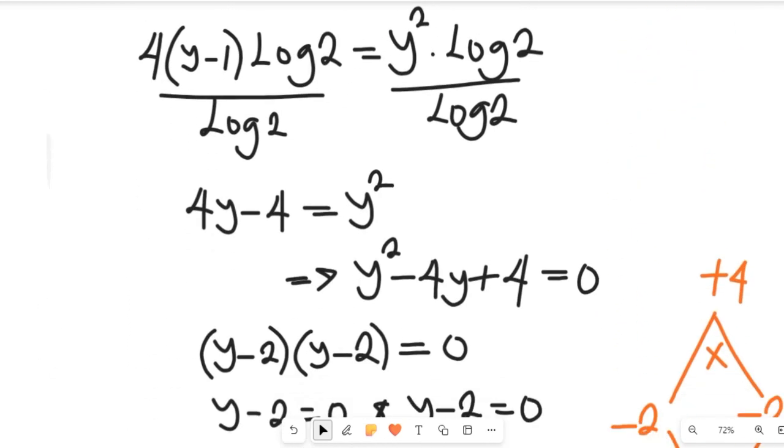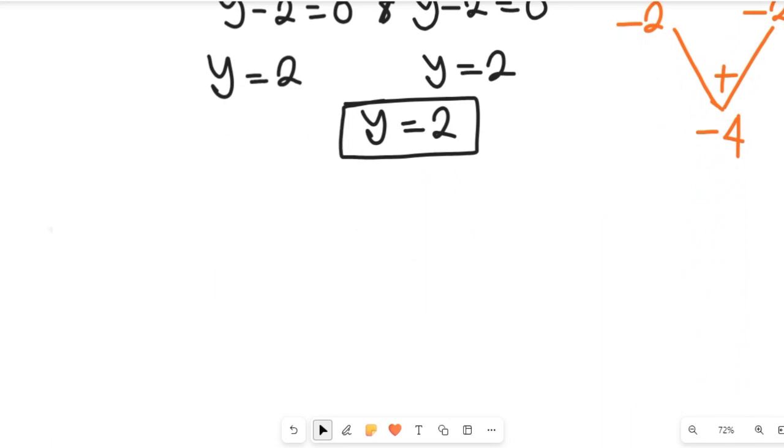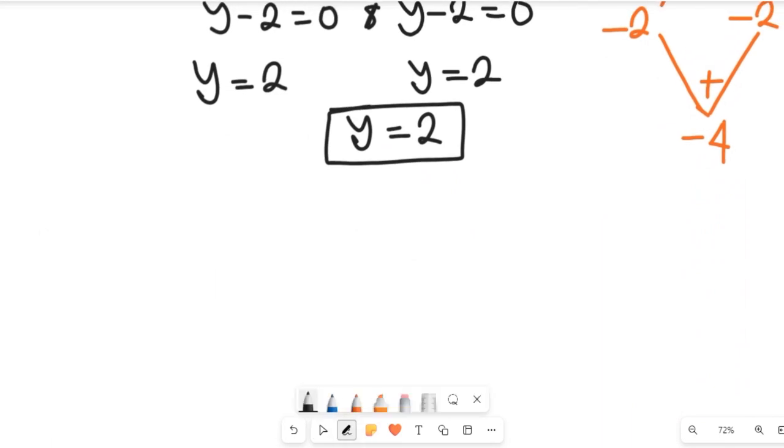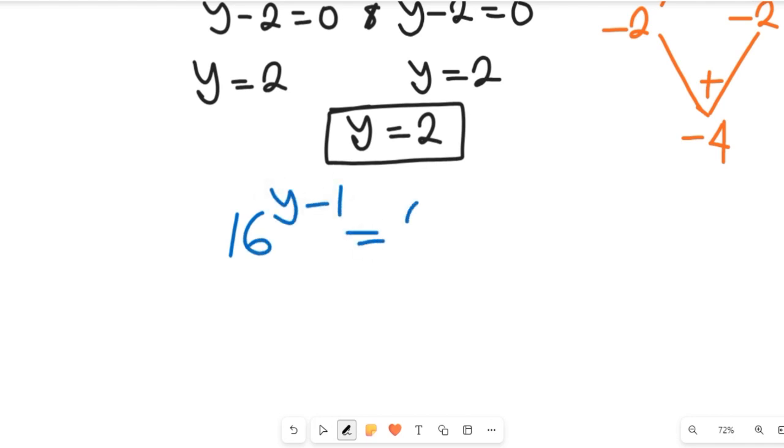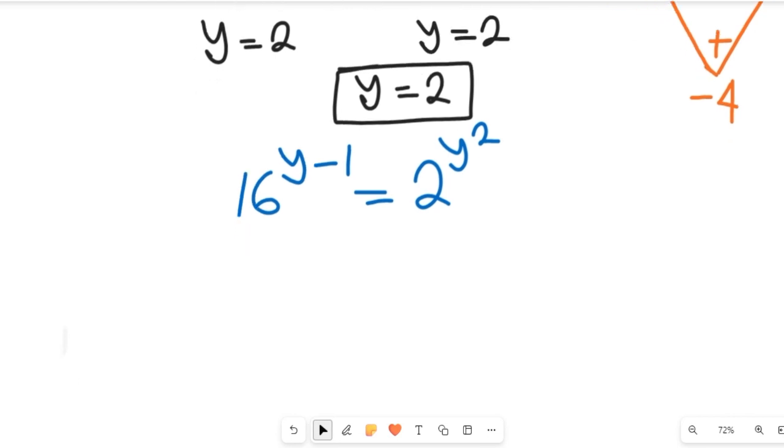Now if we're given 16 to the power of y minus 1, and that is equal to 2 to the power of y squared, right? Now let's use the second method.